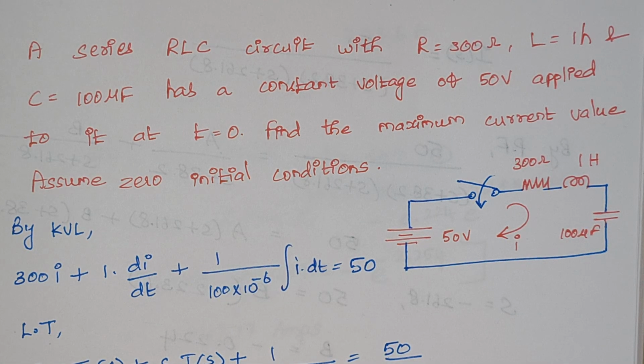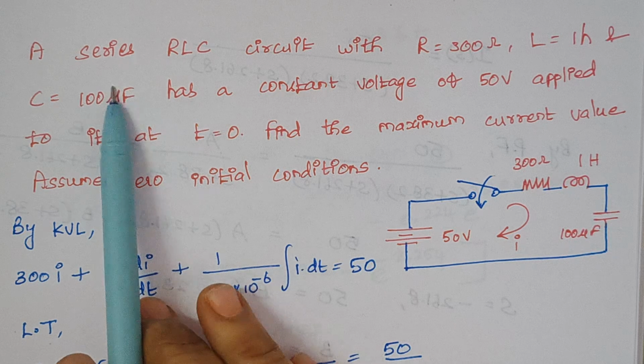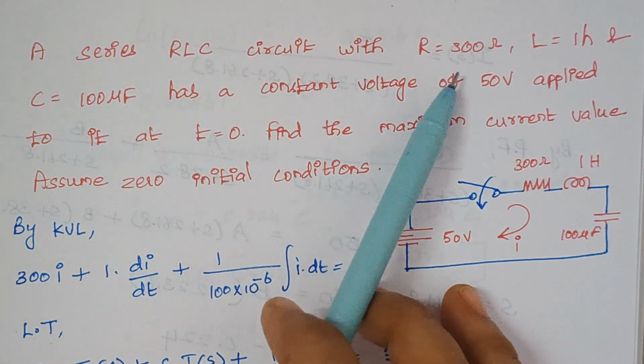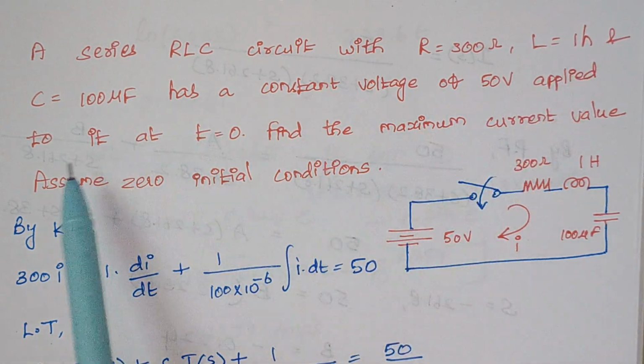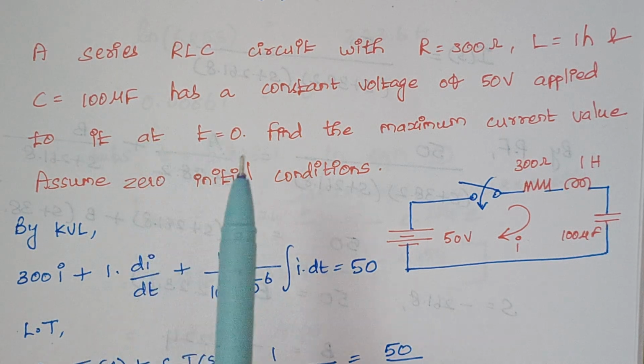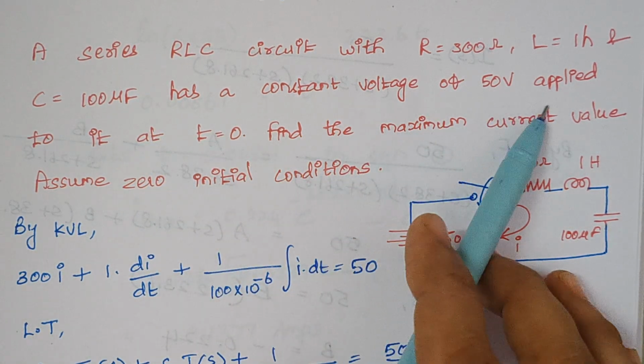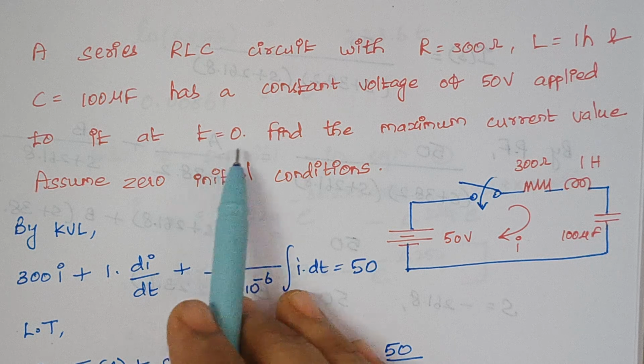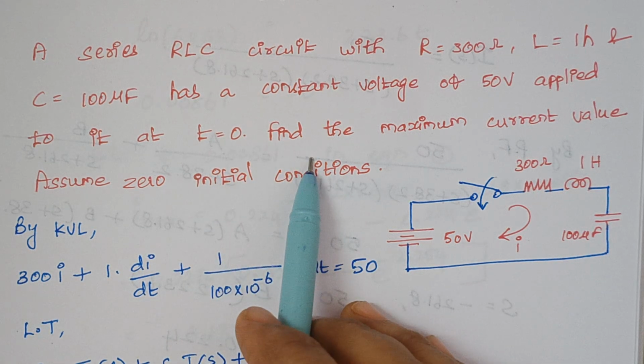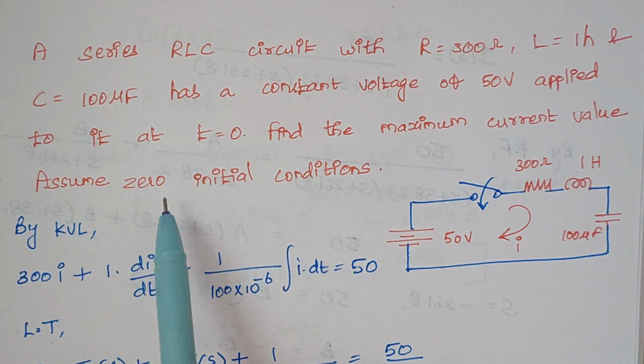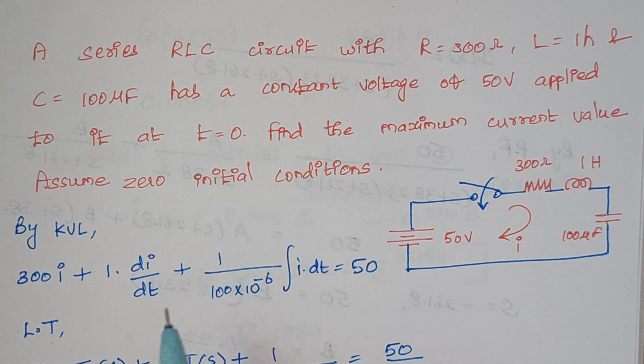Now we are proceeding with our next problem. A series RLC circuit with R 300 ohm, L 1 Henry and C 100 microfarad has a constant voltage of 50 volt applied to it at t equal to 0. Find the maximum current value. Assume 0 initial conditions.